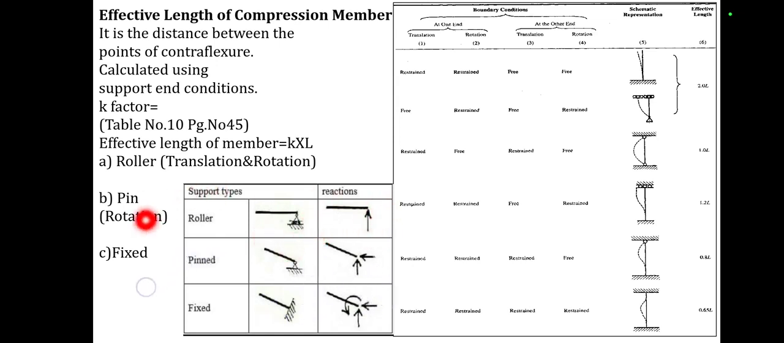Second one is the pin support. Here the pin support is nothing but the hinge support. It has two reactions, in the vertical as well as in the horizontal direction. Third one is the fixed support. Fixed support has three types of reaction, that is one moment and two reactions, out of which one is in the horizontal direction and the second one is in the vertical direction.